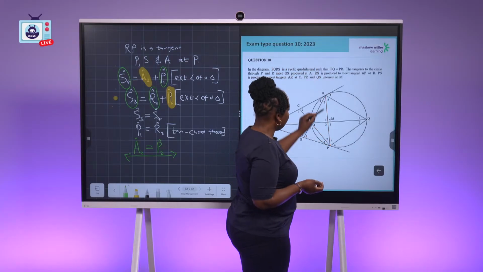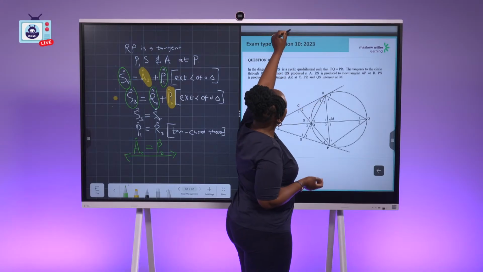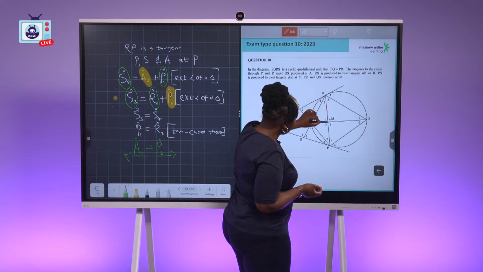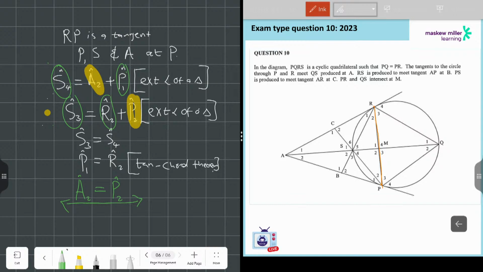So please be careful when you are selecting what you have to use. Please try and make sure that you select according to what you have already proven or what is given for you to get to where you want to go.